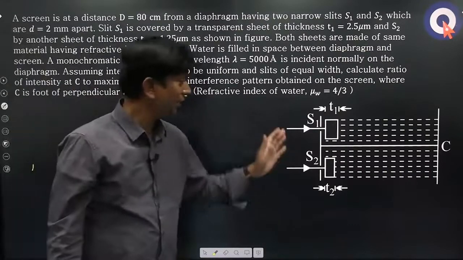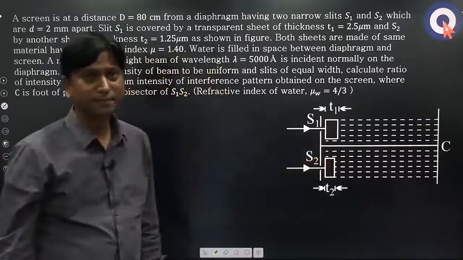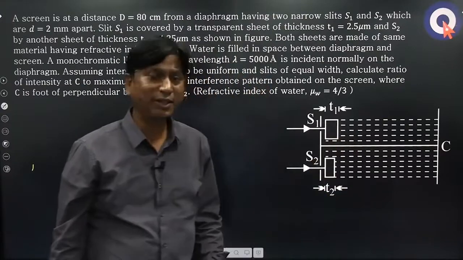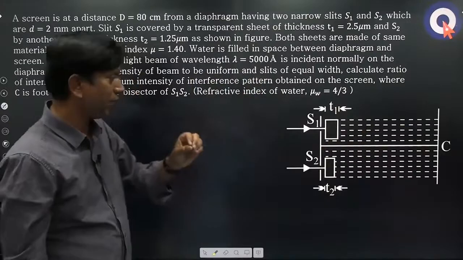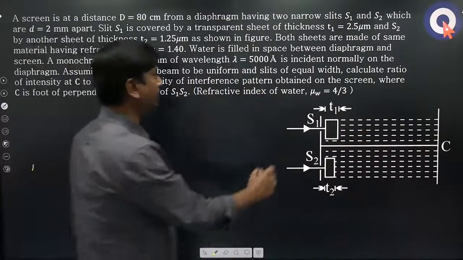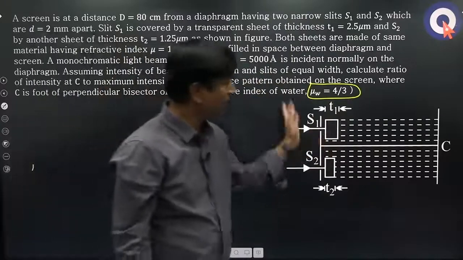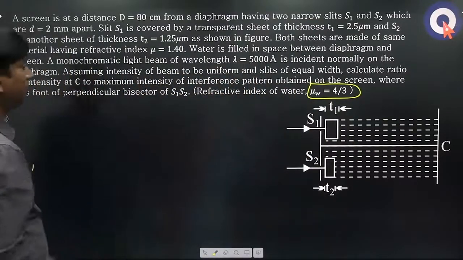So here, as and when we see the figure, we have two glass slabs, right? One is having thickness T1, the other one is having thickness T2, and completely the medium is filled with water. Not only the glass slab, water is also there, right? All this together. Okay, let me read the question.